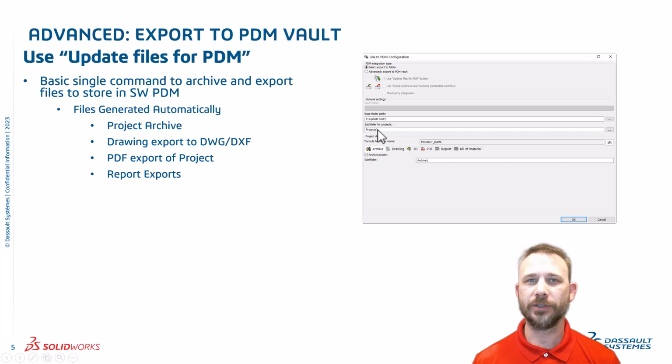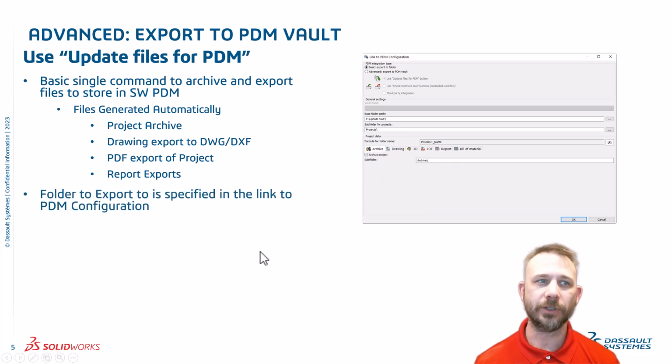And if you look here, there's the formulas that are available, right? Subfolder for projects, so it's going to put it in that location. So it would be your vault, and then projects. And then for the folder, it's going to give it project name. And then for the archive, it will be under archives. For drawings, it would be under drawings, right? So it does create all that stuff, all the subfolders, creating that folder structure.